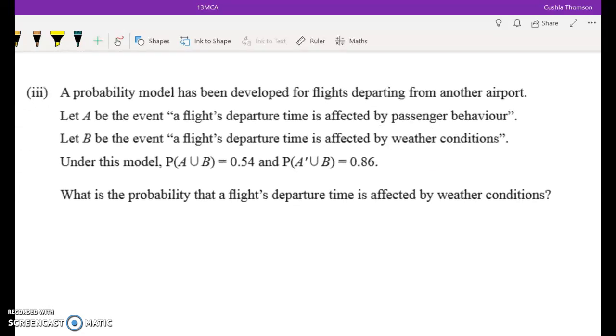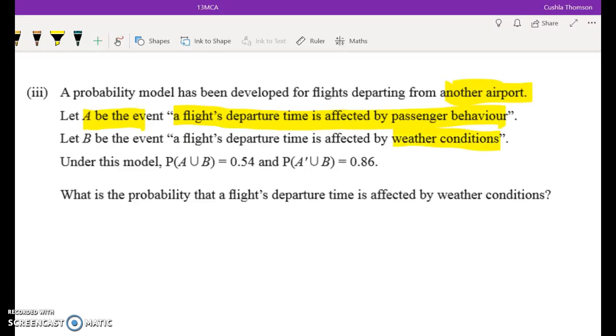Okay, on to the last question, which is, if you see it, a really, really easy excellence question. And I quite like it because you can do it using a table again. So we've been told that we've got a probability model which has been developed for flights going from another airport, so nothing to do with the first data. We've got two events. A is the event that a flight's departure time is affected by passenger behaviour, and B is the event that a departure time is affected by weather conditions.